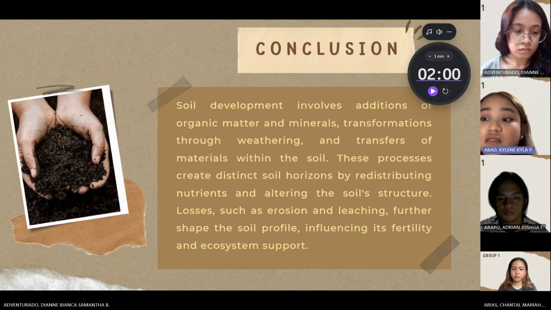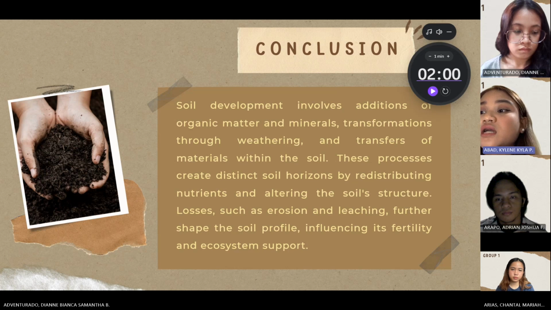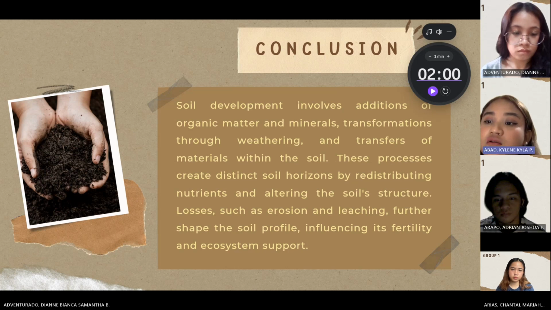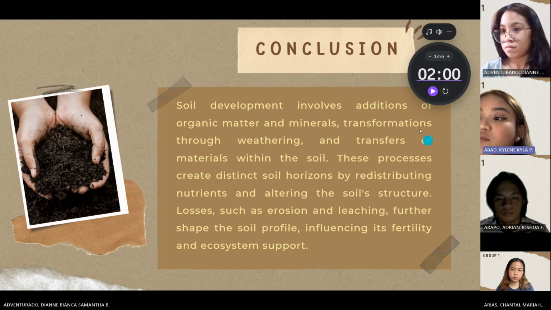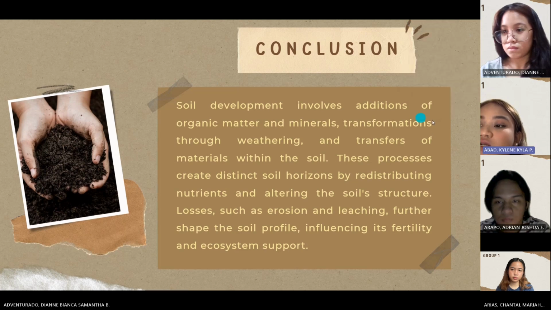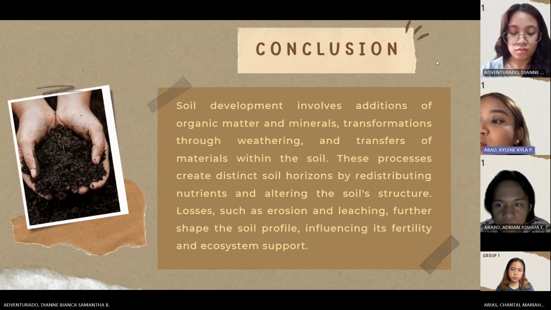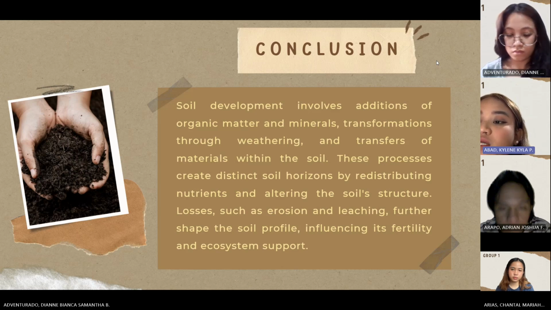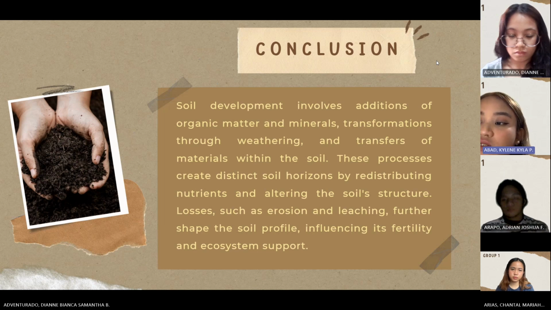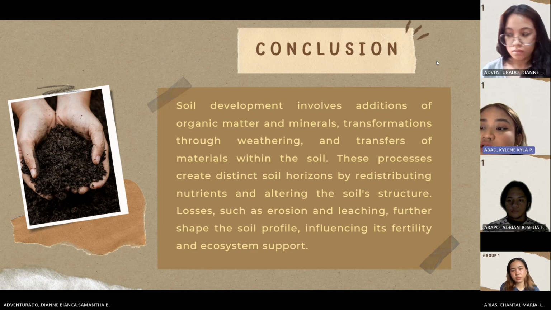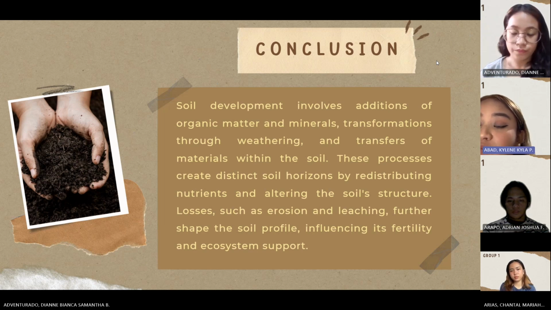So transfers within the soil, such as movement of dissolved ions, clay, and organic matter, result from water percolating through the soil. That distribution of materials leads to horizon differentiation, with some layers accumulating more organic matter or clay, while others may experience leaching of nutrients. So, losses, including erosion and leaching, further shape the soil profile by removing materials from the system, which may lead to nutrient depletion over time.